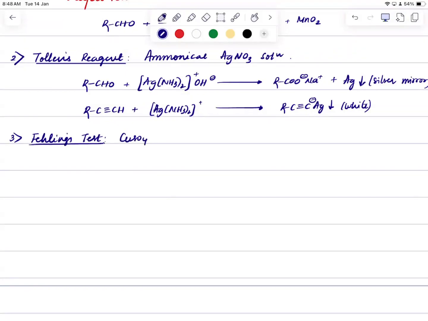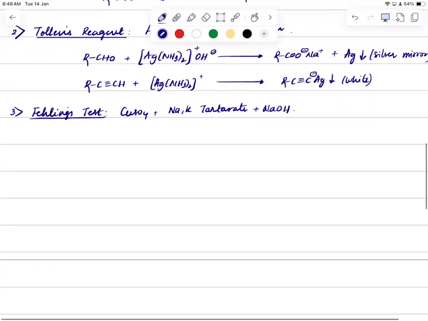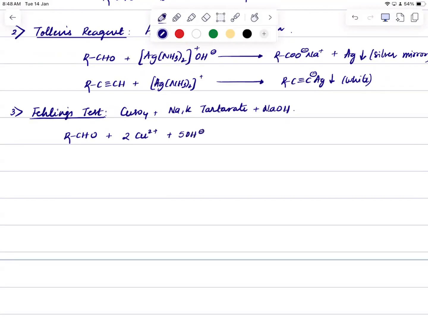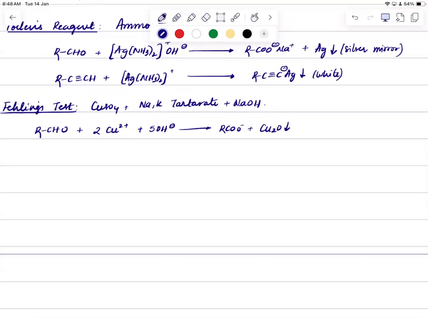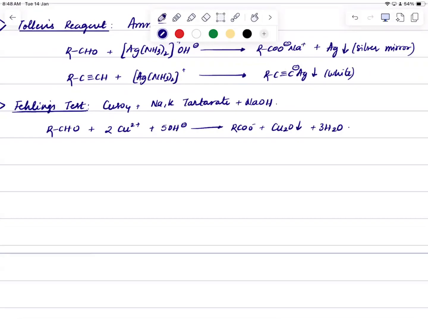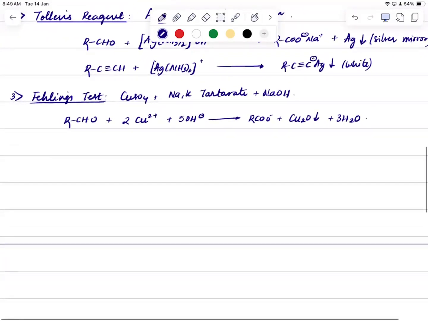Fehling's test is when you take copper sulfate plus sodium potassium tartarate in basic medium. Got it? The overall reaction is: RCHO plus 2 moles of Cu2+ plus 5 moles of OH- giving RCOO- plus Cu2O, a red color precipitate, plus 3H2O. Got it? Now here is the interesting part.